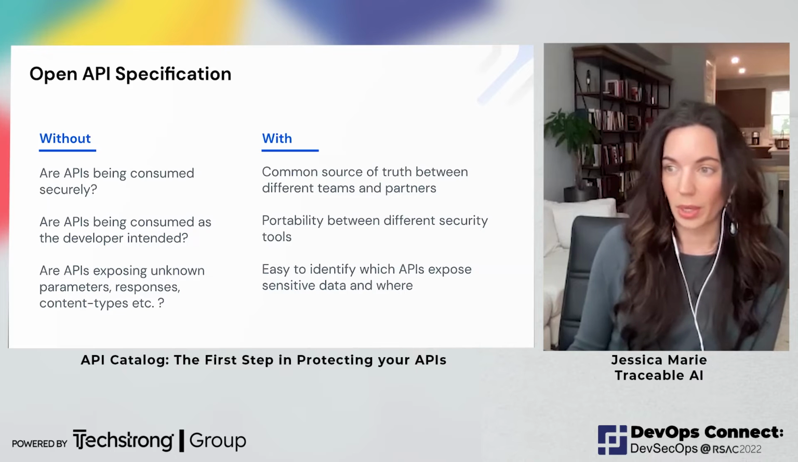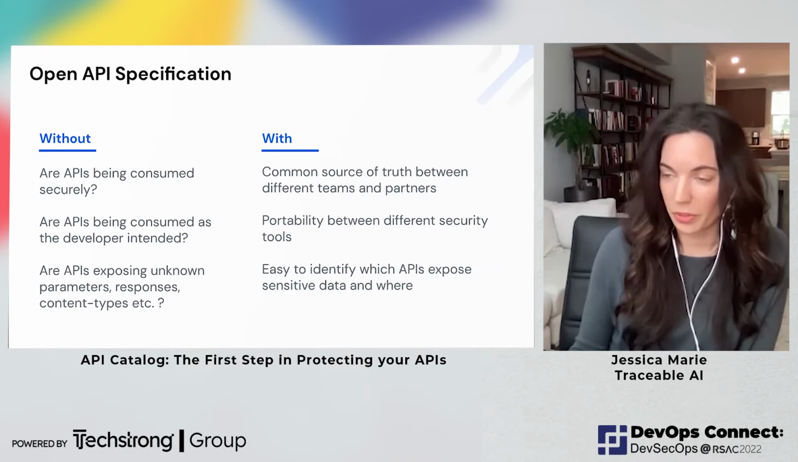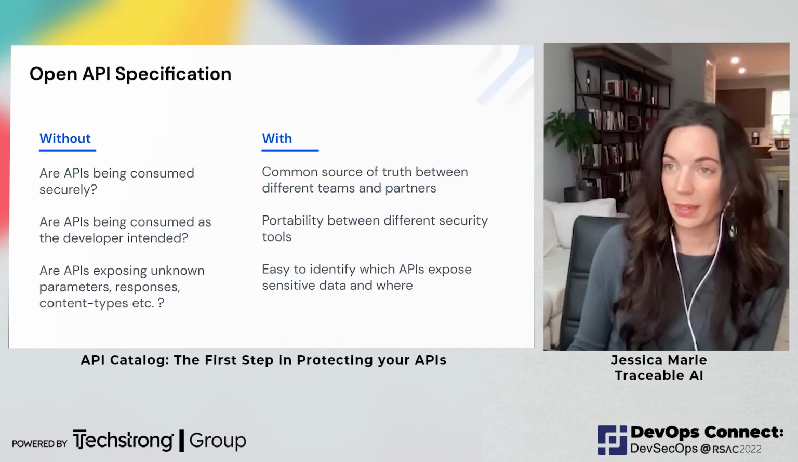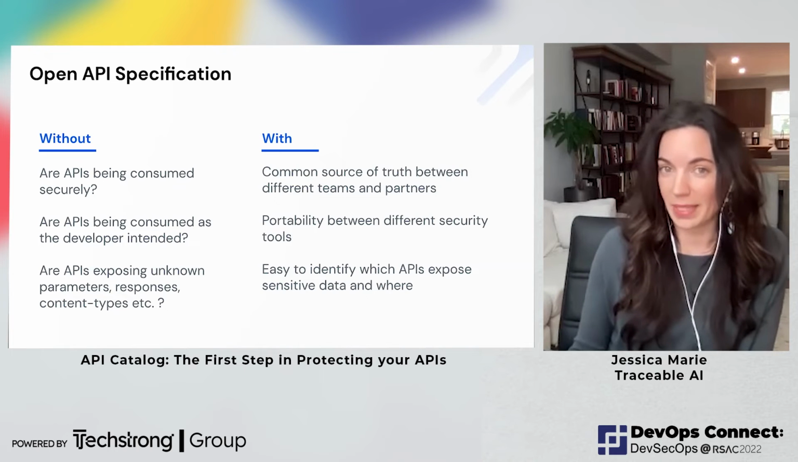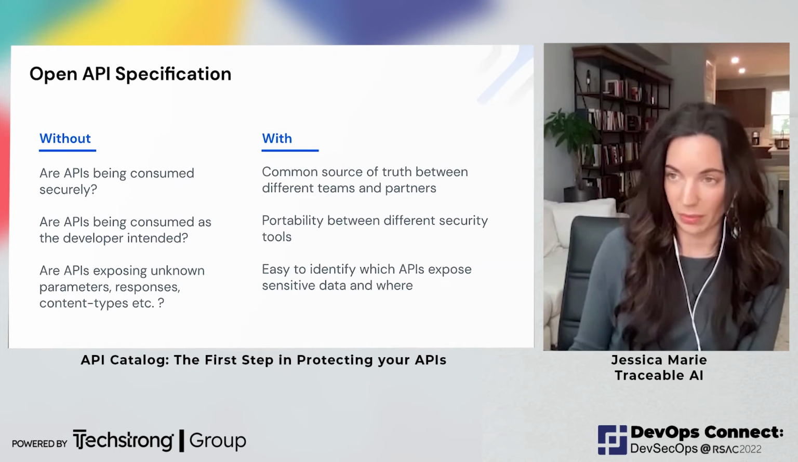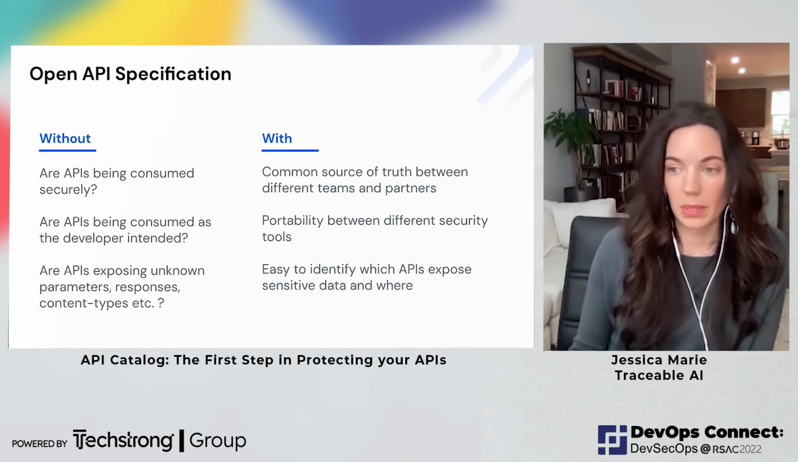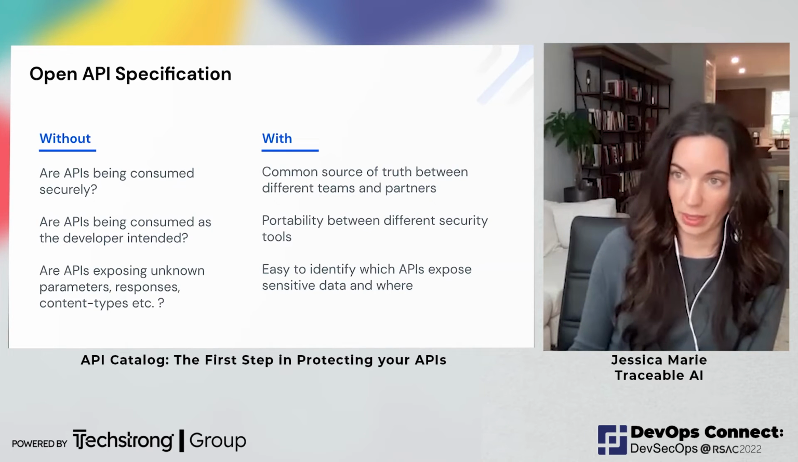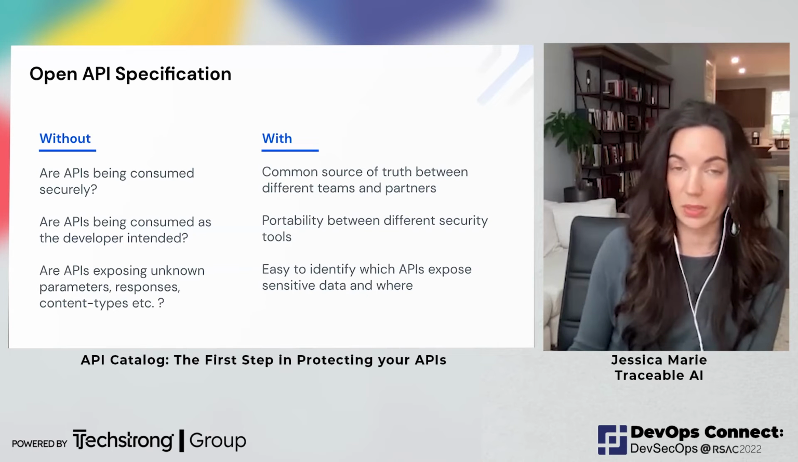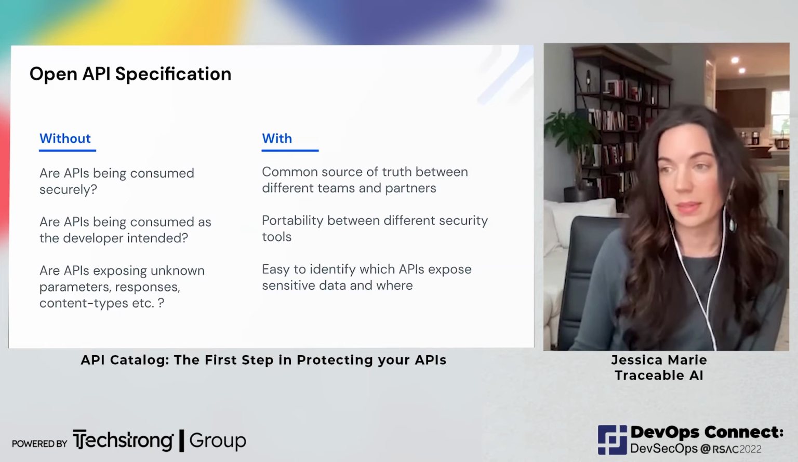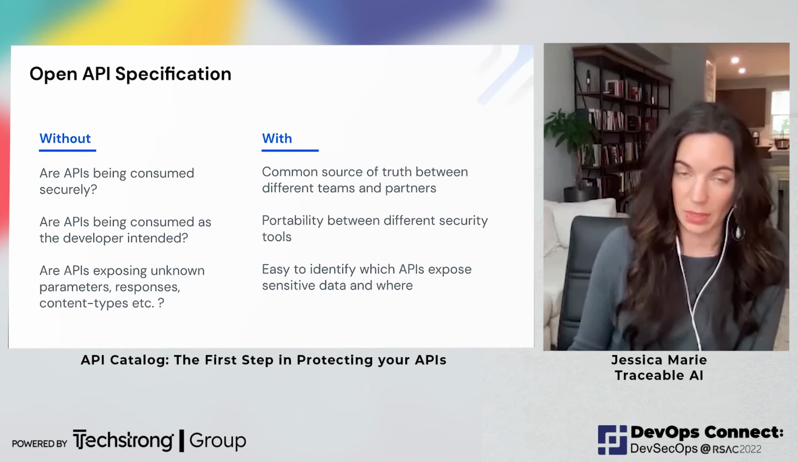And so this is just a few points here to consider, when you don't have an open API spec versus when you do have one to work with. So if you don't have one, you're not really able to answer these questions accurately, right? So are your APIs being consumed securely? Are they being consumed as the developer intended, as they were designed to?